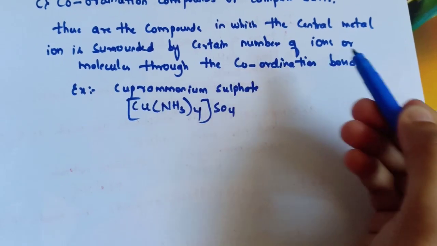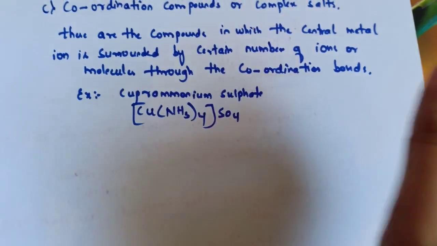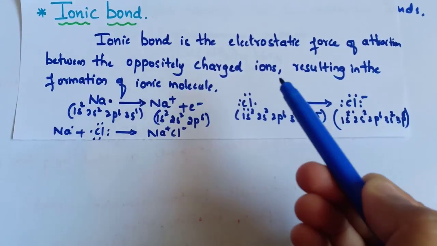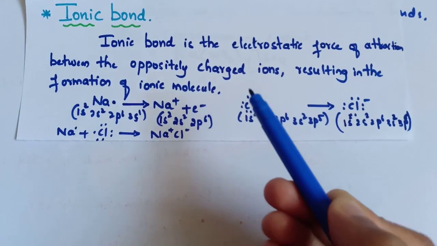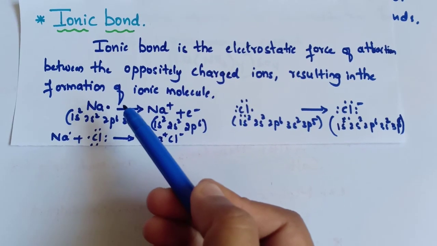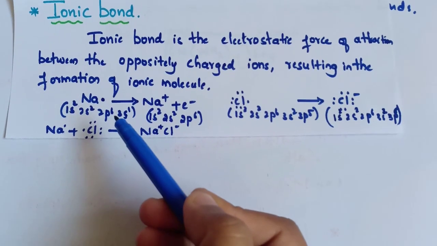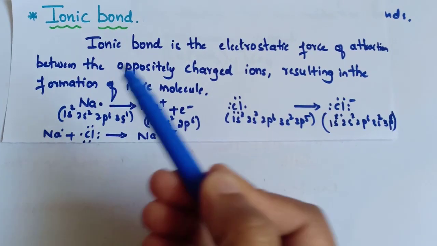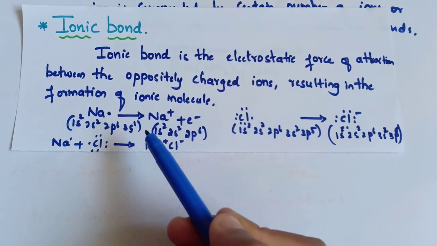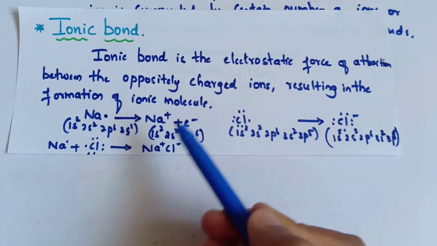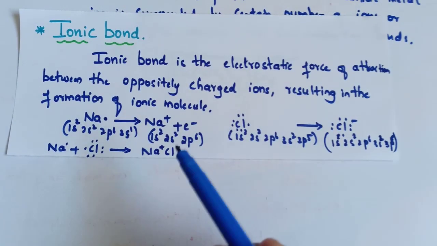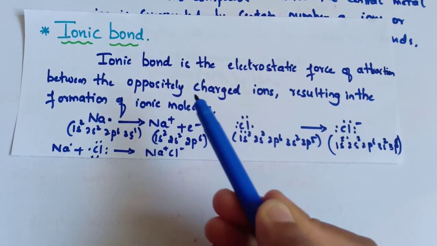Before studying what coordination bonds are, I will explain what ionic bonds and covalent bonds are. An ionic bond is the electrostatic force of attraction between oppositely charged ions resulting in the formation of an ionic molecule. Let us consider the formation of NaCl. The electronic configuration of Na is 1s2, 2s2, 2p6 and 3s1. When it gives its one valence electron to Cl, it becomes 1s2, 2s2, 2p6, and it gains a positive charge.